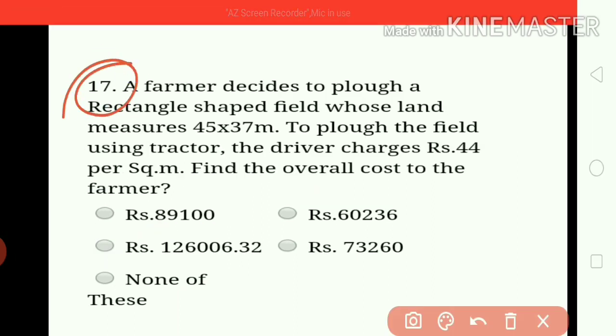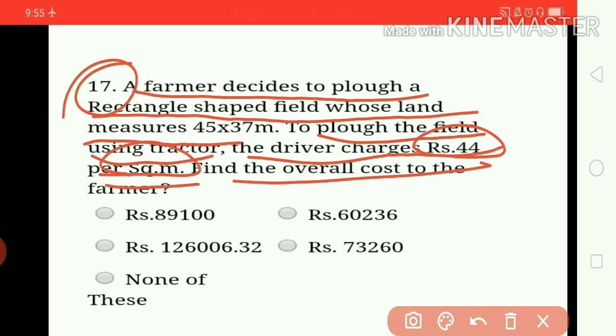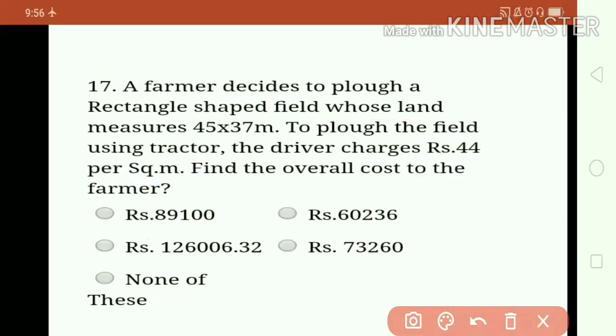Come to the 17th question. A farmer decides to plow a rectangular shaped field whose length measures 45 by 37 meters. To plow the field using the tractor, the driver charges rupees 44 per square meter. Find the overall cost. At first we have to find the area, that is 45 multiplied by 37, and to find the cost we will again multiply it by 44, right?